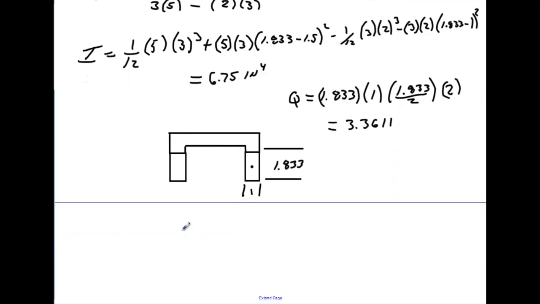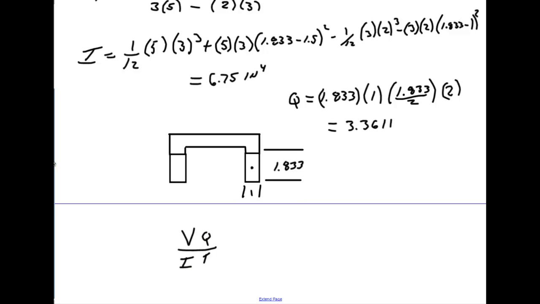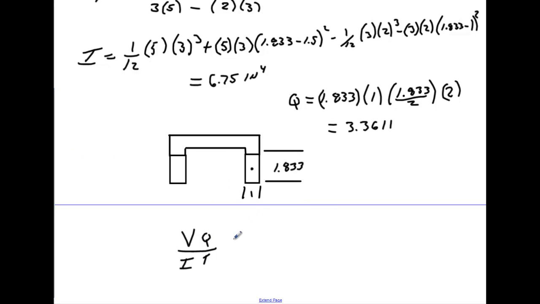Now we just go back and do VQ over IT because we have everything here. We know that the maximum allowable is going to equal 8 times 10 to the third. So we set that equal to V times our Q value, which is 3.3611, divided by the moment of inertia that we found, which is 6.75. And then our thickness is going to be 1 inch here, 1 inch here, which will give me a value of 2 inches.